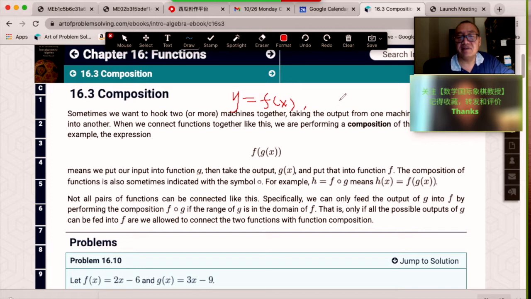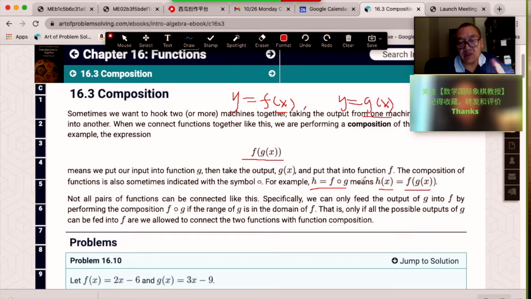Suppose we have a function y equals f(x), then we have another function, y equals g(x). Then we can use this function as a variable of this function and get a function f(g(x)). This is called the composition of f and g. We can use this sign to represent h equals f combined with g. This h(x) you can write as f(g(x)).